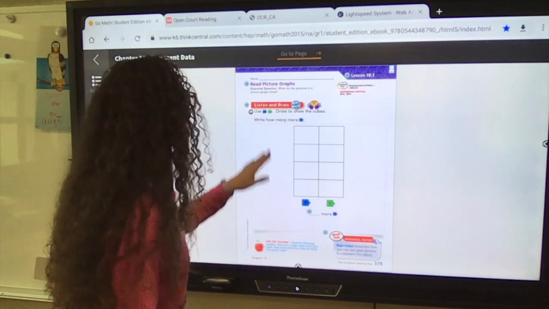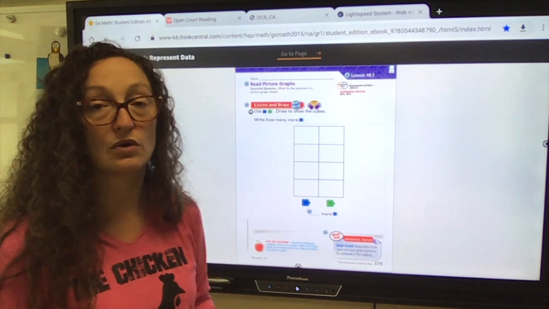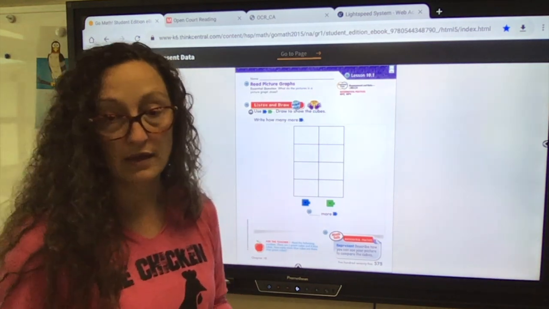All right, so we are going to start talking about picture graphs and charts and how to show data.